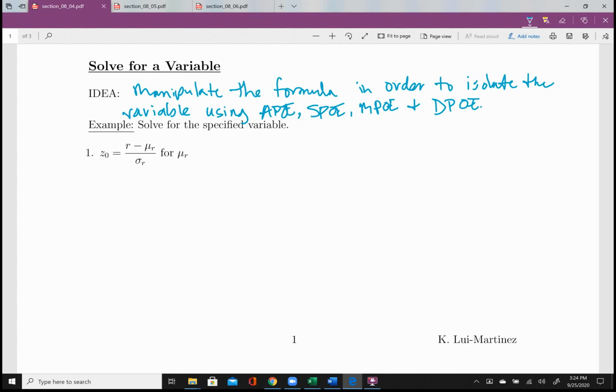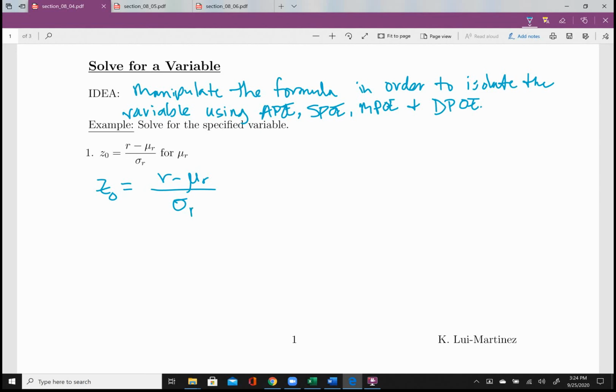So what do we do in order to isolate it? Well, we need to unpack what's going on over here on the right-hand side of the equation. And so go for the operation that is the least direct on the thing that you're trying to solve. In this case, it would be the division by sigma sub r. So I'm going to undo the division by sigma sub r in my first move. So let me go ahead and rewrite the problem. There's z sub 0 equals r minus mu sub r over sigma sub r.